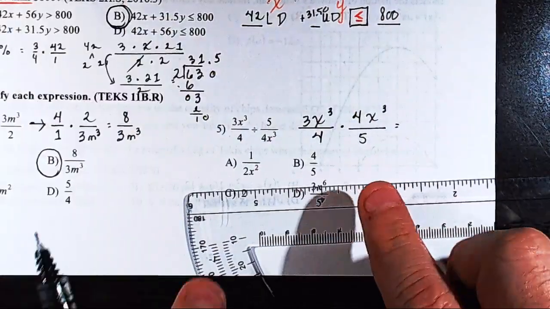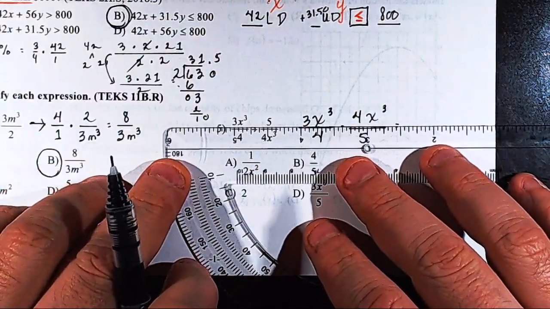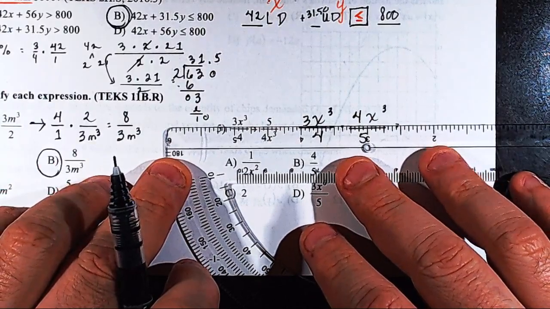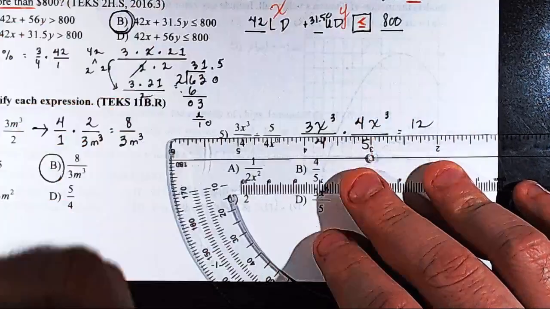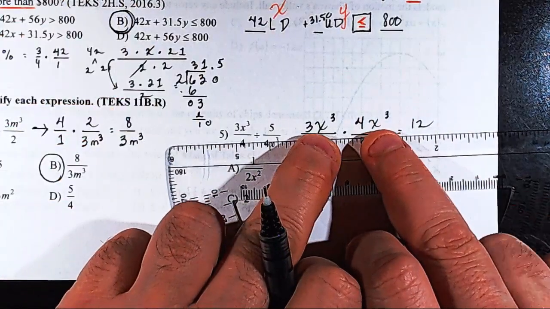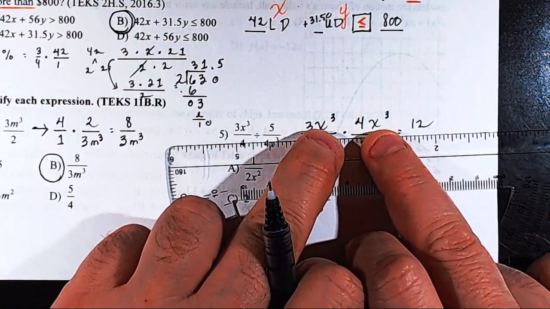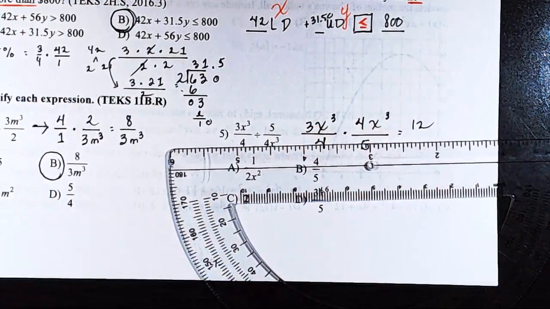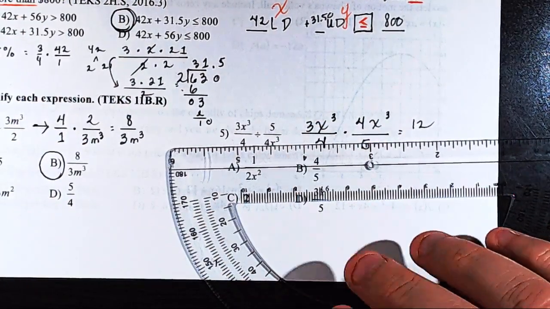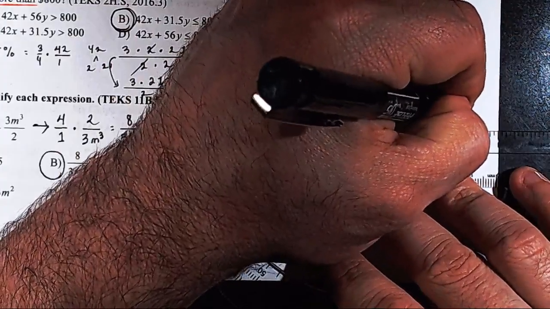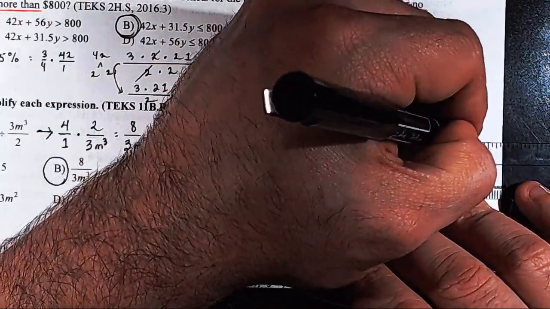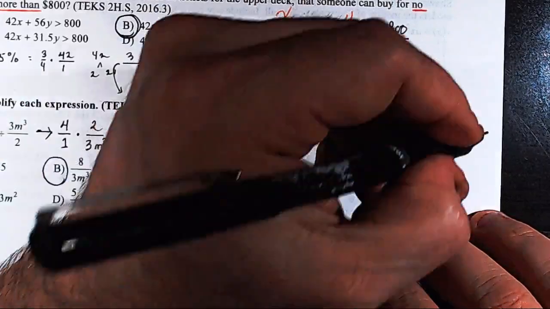And now on the top, you have to know to multiply the coefficients. 3 times 4 is 12. Now, these two bases, x cubed, you add the exponents together. So x cubed times x cubed is x to the sixth, over 4 times 5, which is 20.